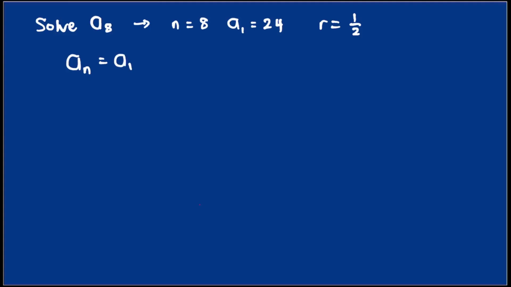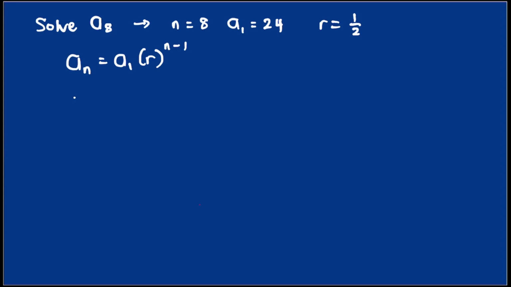So, let's solve a sub 8. So, ang mga given natin there ay n is equal to 8. A sub 1 natin is 24. And r na nakuha natin kanina is 1 half. Okay? So, the formula ay a sub n is equal to a sub 1 multiply r raised to n minus 1. Okay, so we're going to substitute all the given values do sa ating formula.